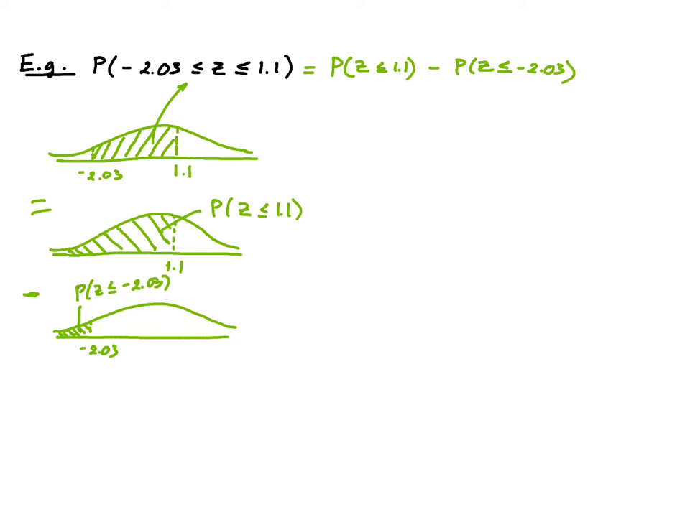Okay? Now, for these probabilities, we're looking for the probability that z is less than or equal to something. Right? So we can go straight to the table. Right? So the table gives you the first term, and the table also gives you the second term. So let's look in the table and find out what these numbers are.